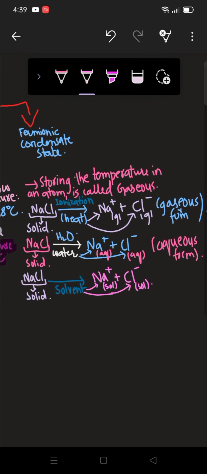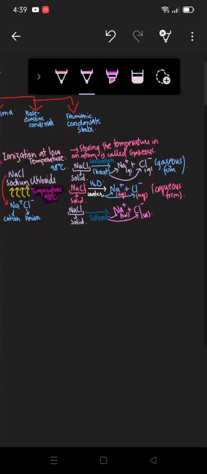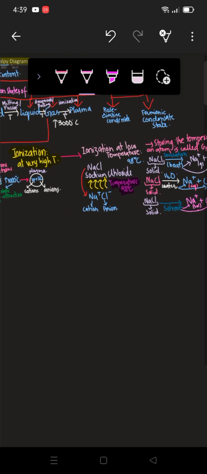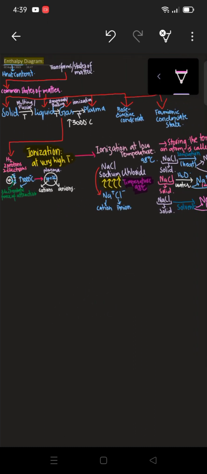So I hope this is clear to you: whenever the storing of heat, water or solvent takes place in the elements or atoms. So this was all for today, as we have gone through solid, liquid, gas and plasma today. In the next video we'll be going with the Bose-Einstein condensate and fermionic condensate state.